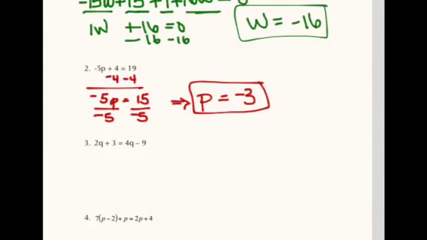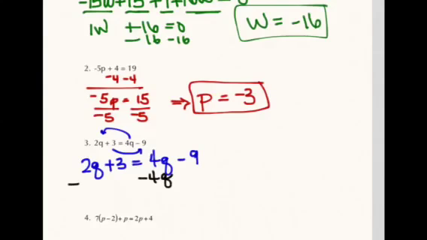2q plus 3 equals 4q minus 9. So again, we want to get all the q's on one side and all the constants on the other. So this 4q needs to be moved over here, and this 3 needs to be moved over there. So why not do this all in one fell swoop? So 2q plus 3 equals 4q minus 9. What I mean by that is I want to move all the q's over to the left. So I'll subtract 4q on both sides. But why not simultaneously move the 3 over to the other side? So subtract 3 on both sides to get rid of that.